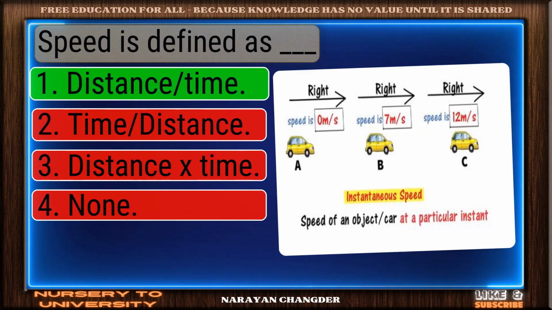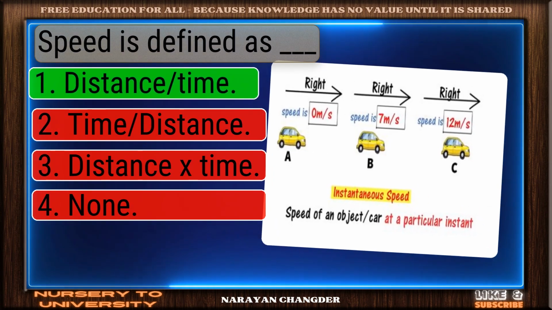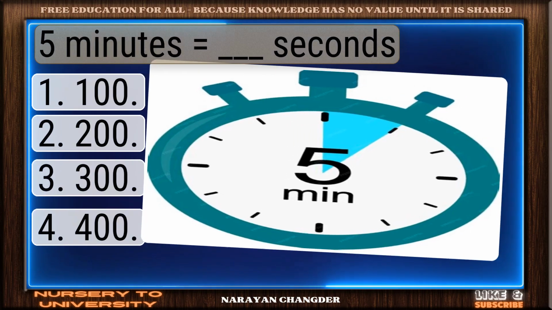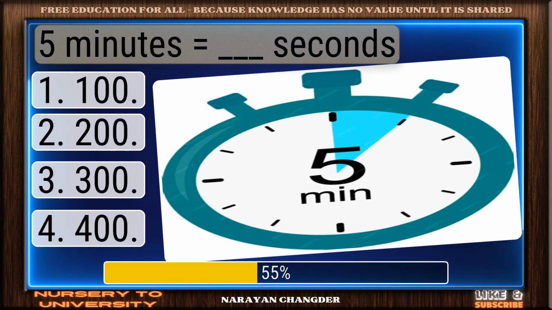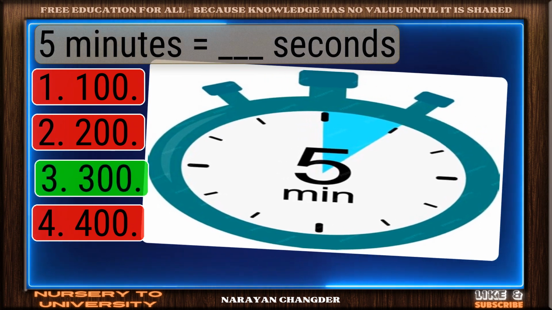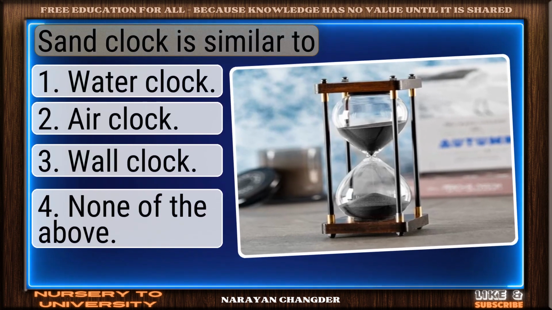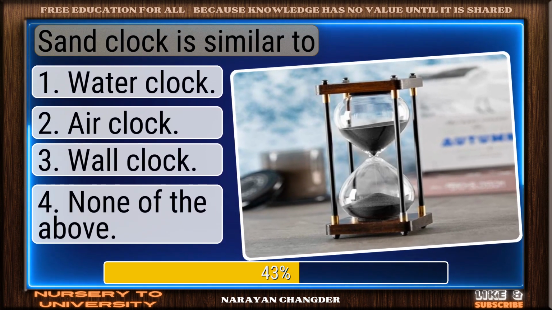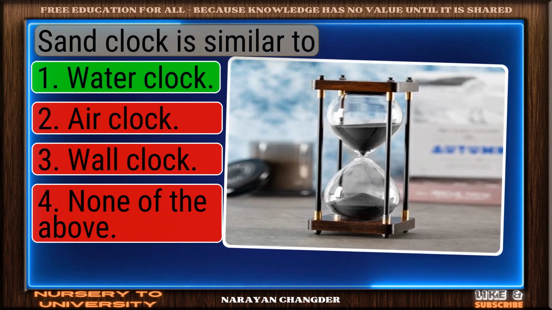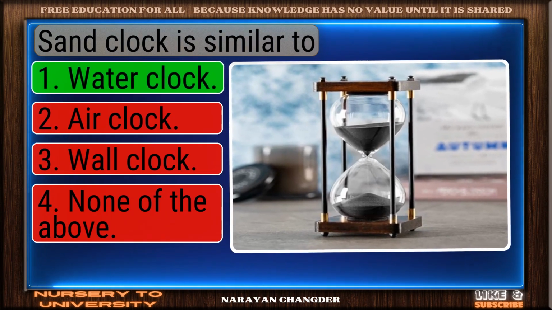Nice work. You chose distance time and it is correct. Question number 253. 5 minutes equal to dash seconds. Great job. 300 is the accurate answer. Question number 254. Sand clock is similar to. Correct response. Water clock is the most accurate answer.